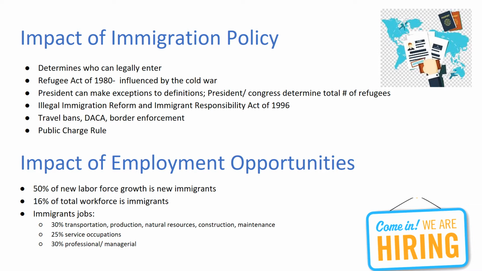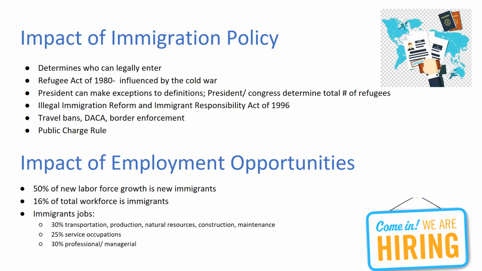There have been travel bans, DACA expired, there's been changes to border enforcement, there's been changes in asylum rules, and a shift in deportation priorities. There have also been changes in what is called the public charge rule. I want to touch on this because this rule affects why people do or do not use public services.